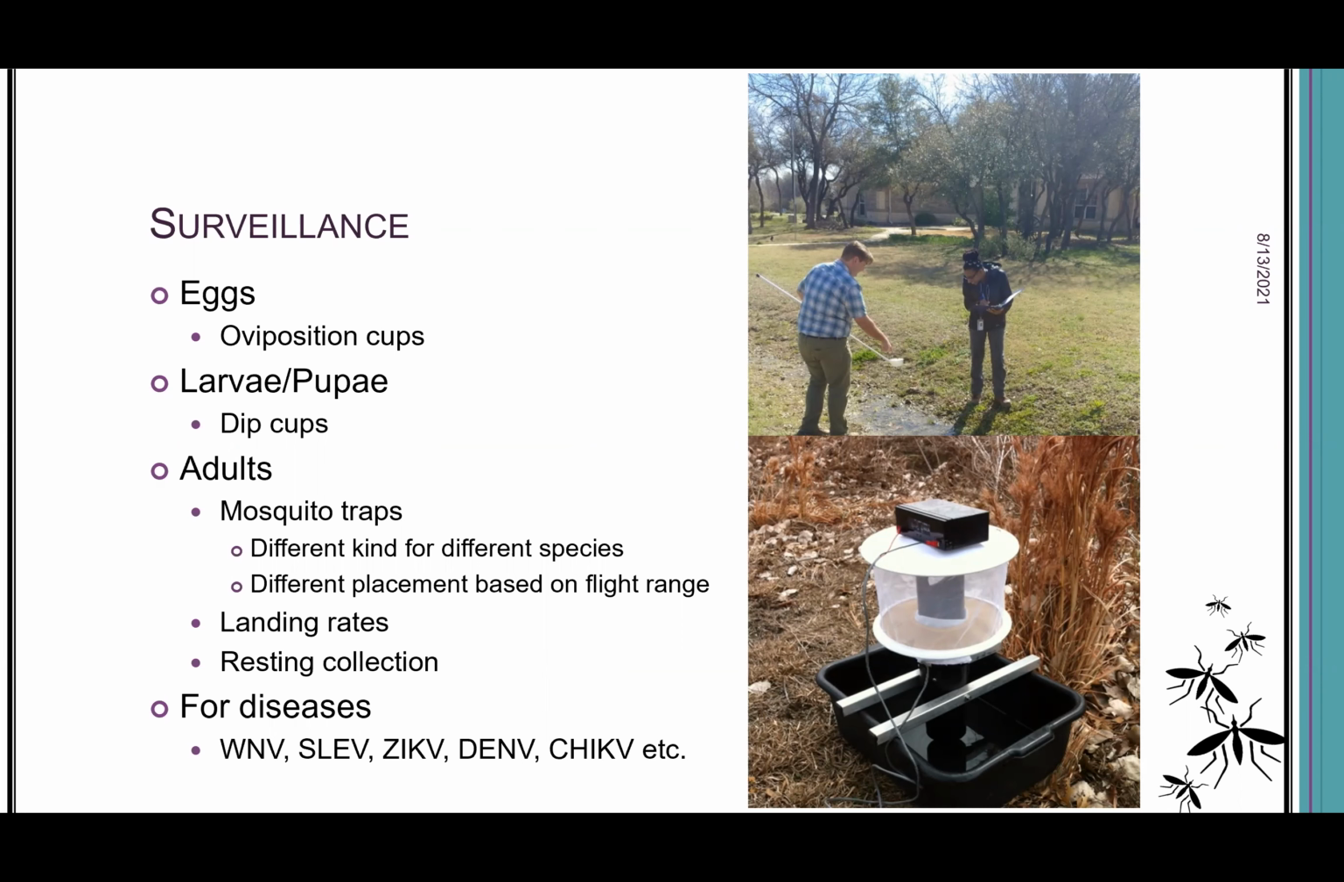And then another tool for surveillance is for diseases. If you do have an interest to determine if there's a disease present, there are certain traps that need to be used for that. One in particular, for West Nile and St. Louis, the trap shown on the bottom is actually a trap that's designated for Culex mosquitoes, and it's referred to as a gravid trap.